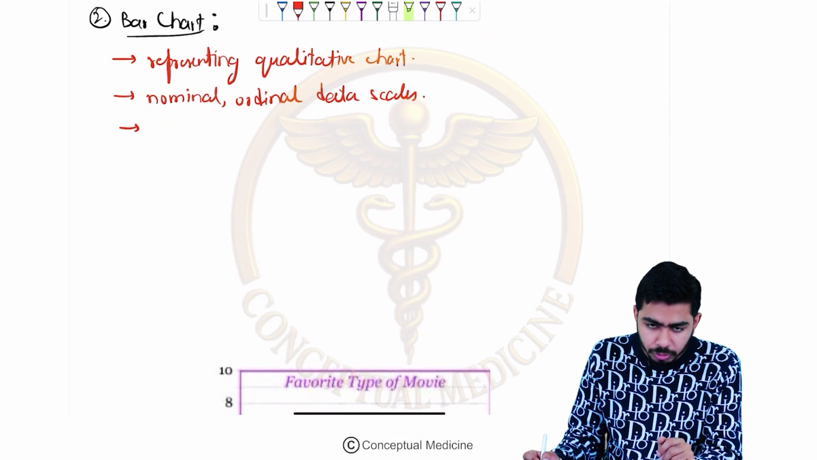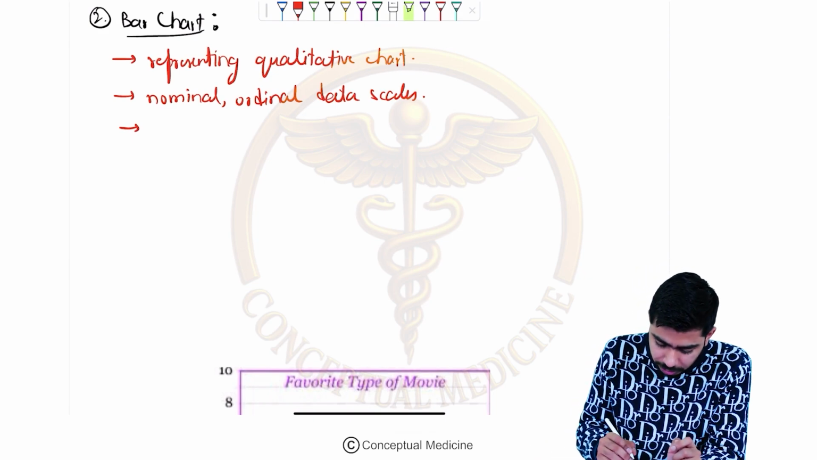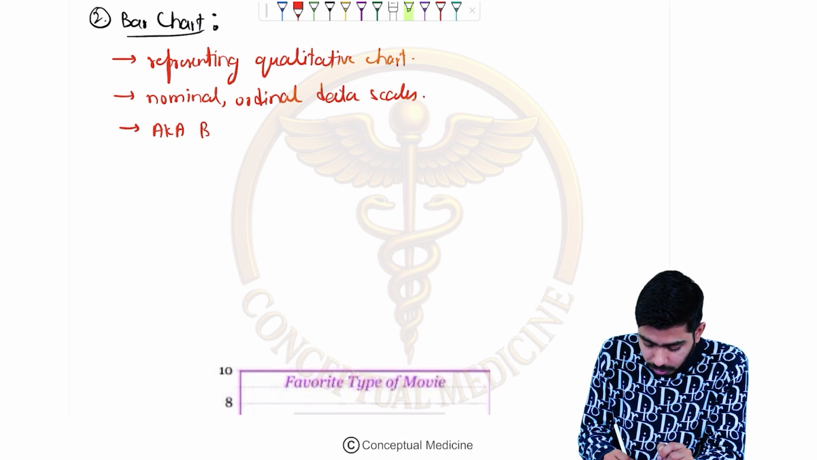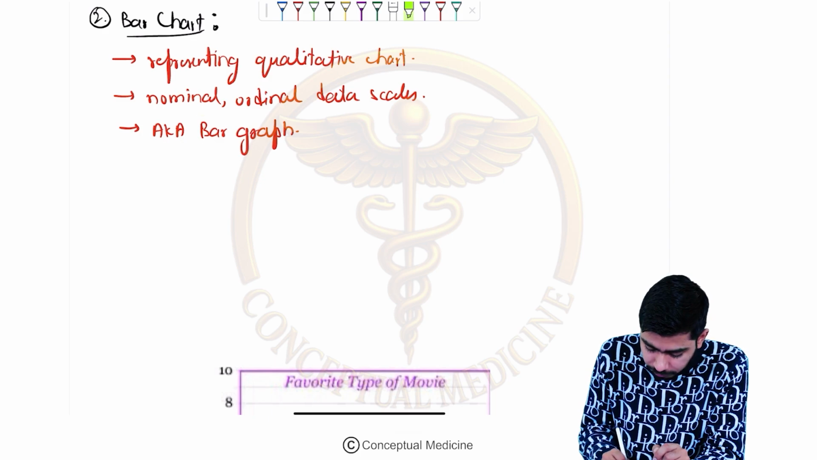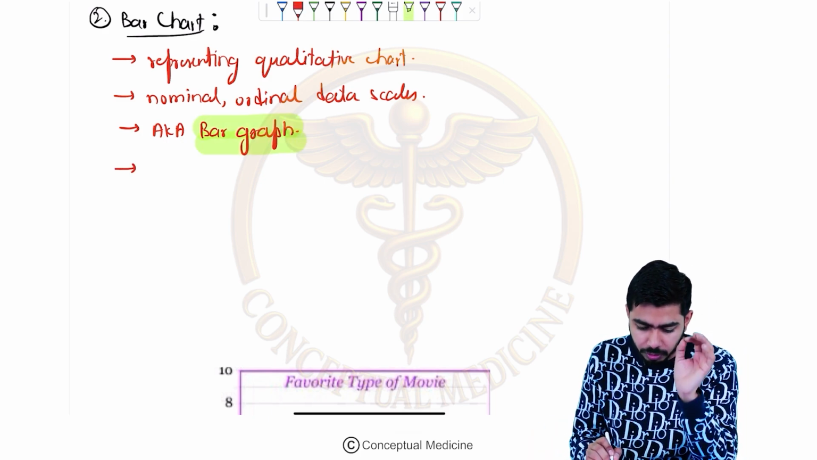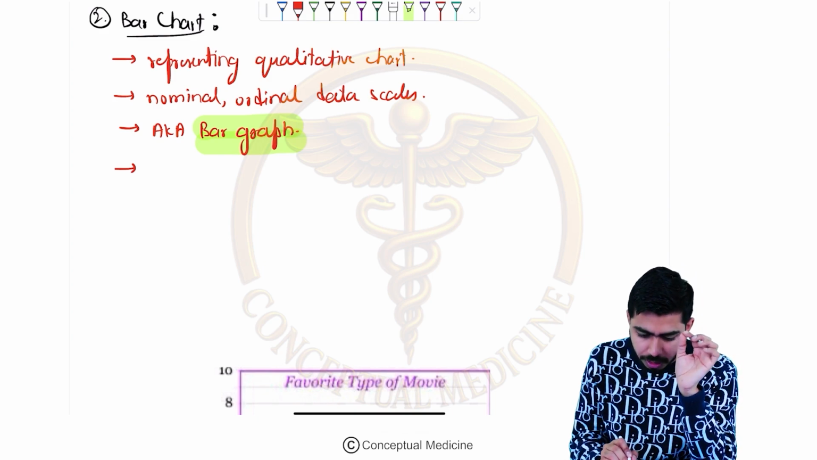Next question: they are also called the bar graph. Come on, they are also known as what? They are also known as bar graph. Okay, very simple questions I'm telling you right now, but all of them are very important.